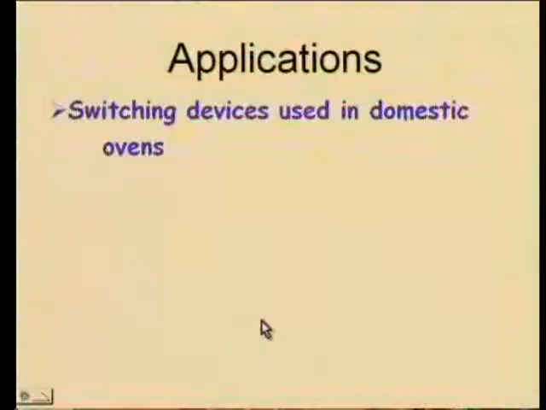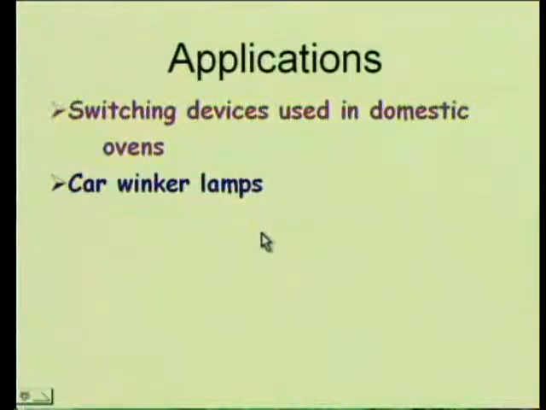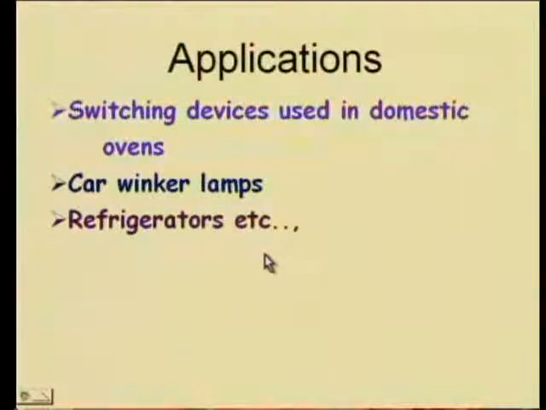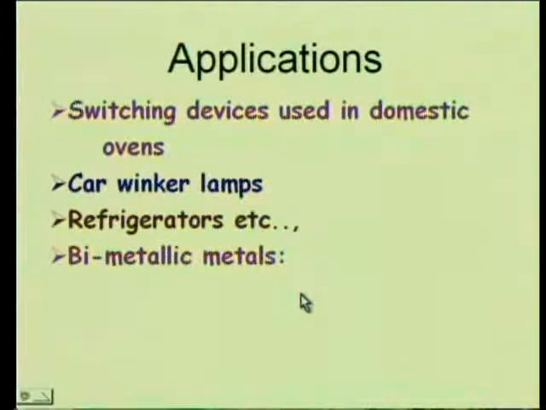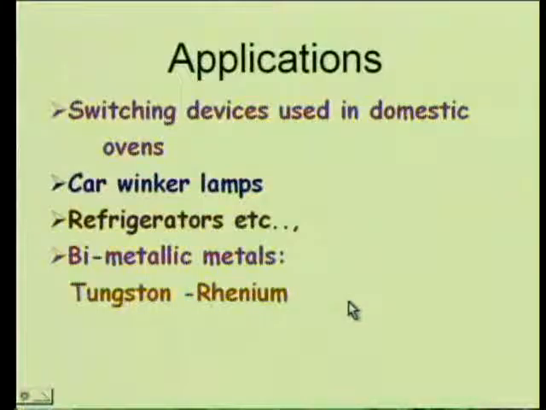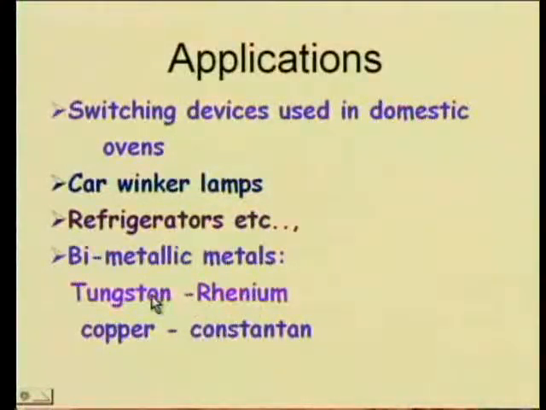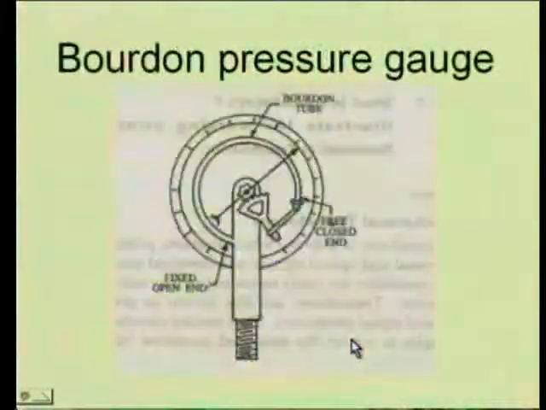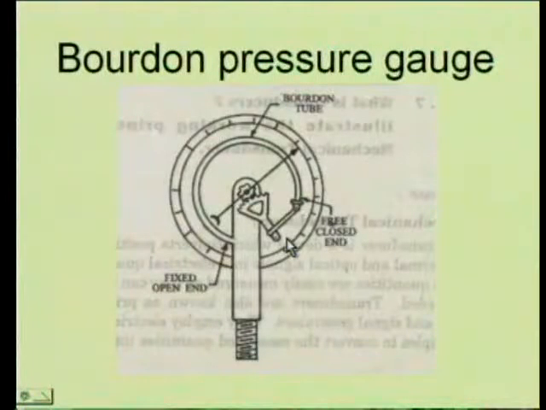Now where it is being applied, the applications of bimetallic thermometers. Switching devices using domestic ovens. So it is our usual day-to-day practice. Those who have domestic ovens can read the temperatures. Car winkle lamps, refrigerators, the temperatures. Bimetallic metals used in combination can be tungsten and rhenium for high temperature applications, and copper and constantan for medium temperature ranges.